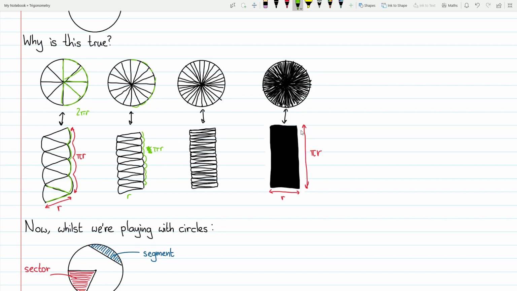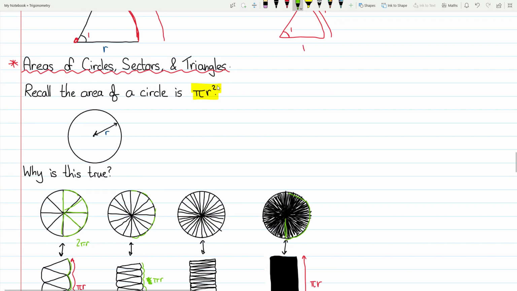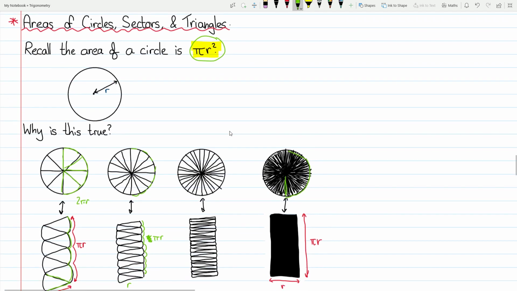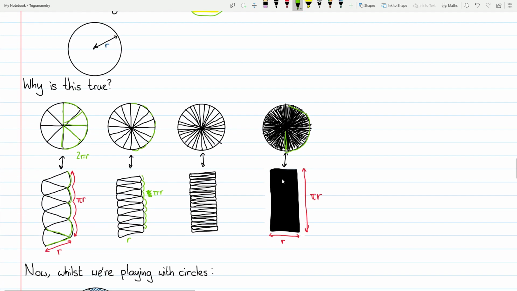And again, this side length here corresponds to half the circumference, which is pi r. This length here corresponds to the radius of the circle. So in order to derive why the area of the circle is pi r squared, well, the area of the circle is the same as the area of this rectangle. But the area of this rectangle was base times height, which is r times pi r, which is pi r squared. And that gives you the area of the circle. That's where it comes from. And this sort of argument is a very calculus-like argument.